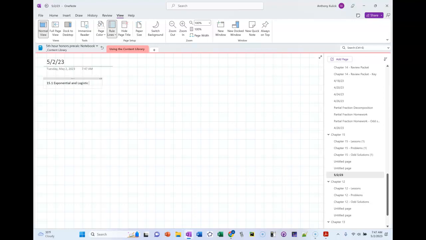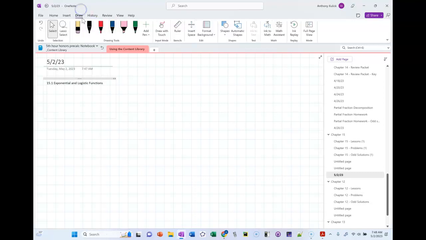So, chapter 15, we're going to be talking about exponential, logistic, and logarithmic functions. So we're just going to start with some basic definitions today.